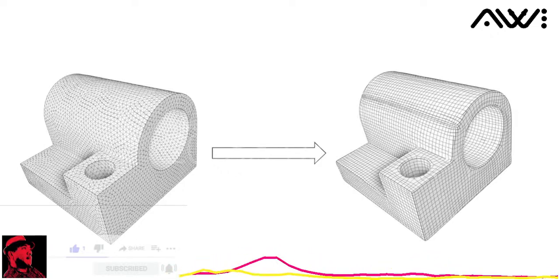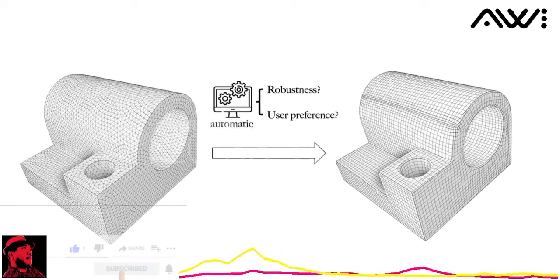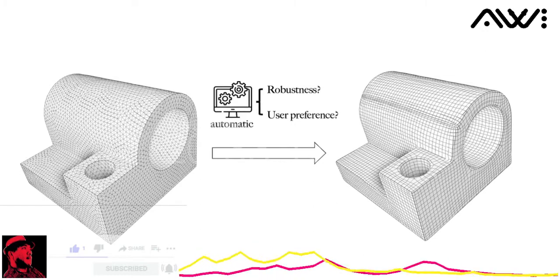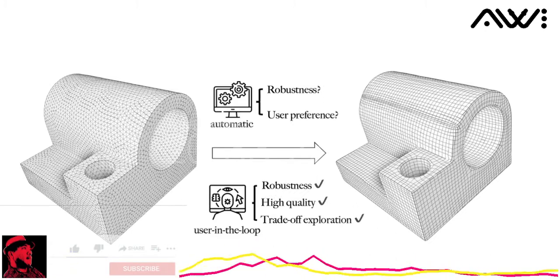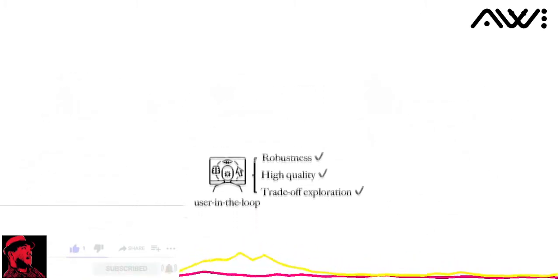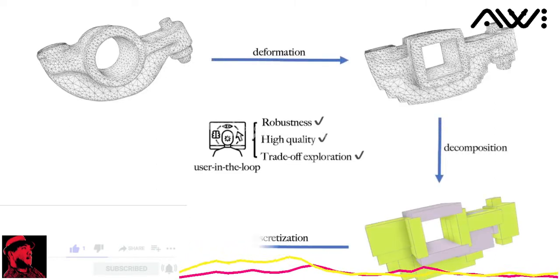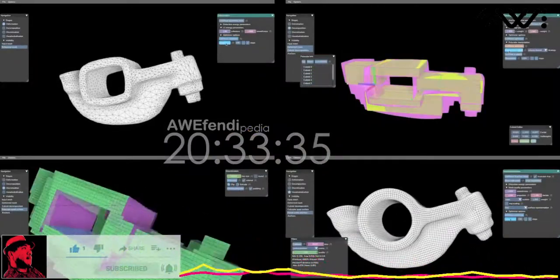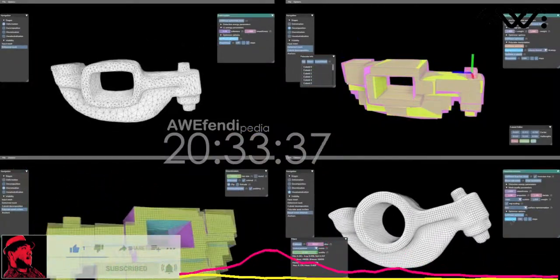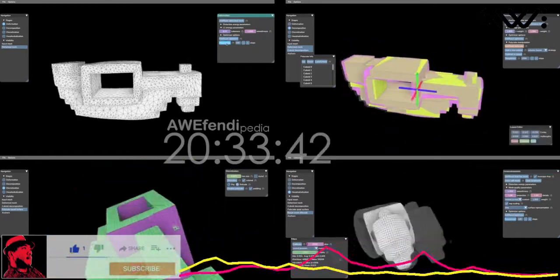Hex meshes are often preferred in numerical simulation over tetrahedral meshes for their reduced errors and fewer elements. Existing automatic hex meshing methods often suffer robustness issues and aren't aware of the user preference. We propose an interactive 4-stage pipeline where the user can reliably generate high-quality hex meshes and explore desirable trade-offs. Here's a demo of generating a hex mesh of the rocker arm using our system. Therefore, generating hex meshes can be as easy as playing Minecraft.